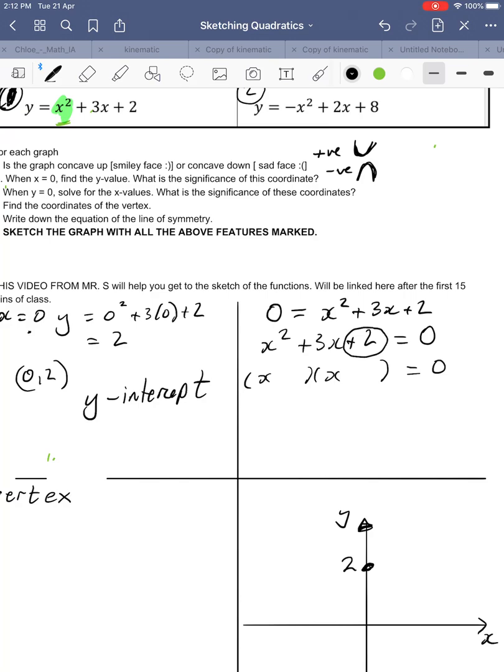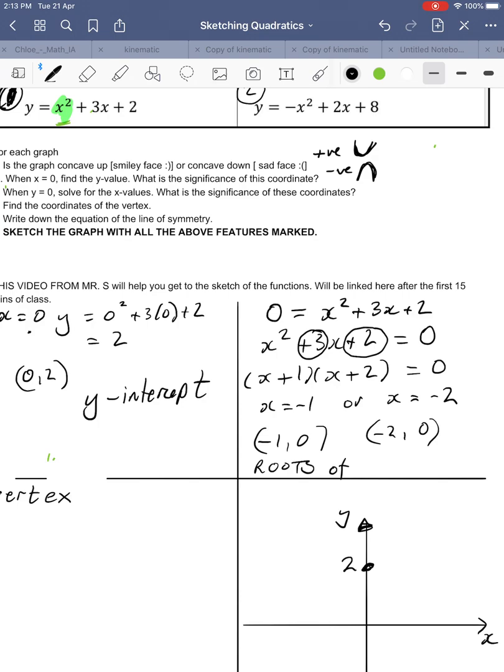We need numbers that multiply to give 2, but add to give 3. 2 times 1, both positive. So therefore x equals negative 1, or x equals negative 2. Now for these, when x is negative 1, y is 0, and when x equals negative 2, y equals 0. These are called either the roots of the equation, but they're also called the zeros of the function or the graph. We call them zeros because they have a height of 0.